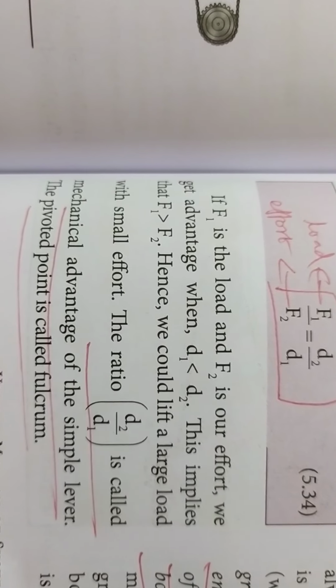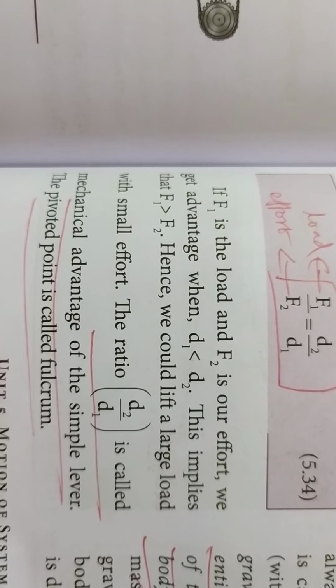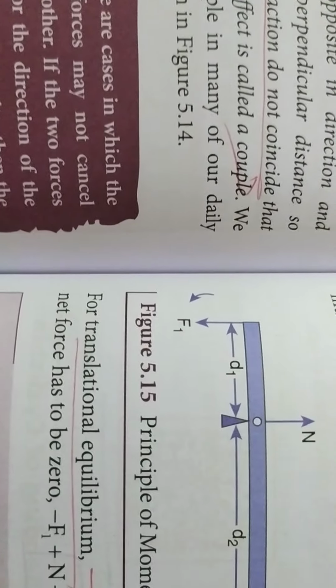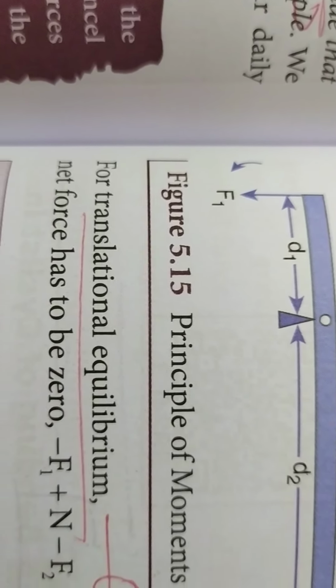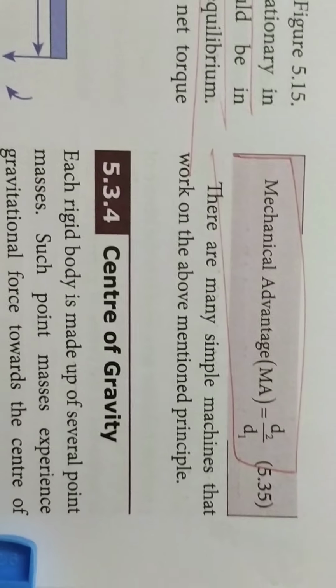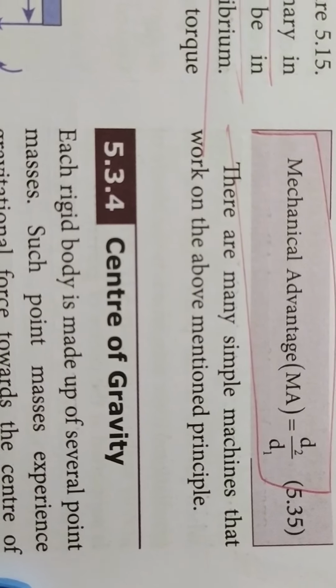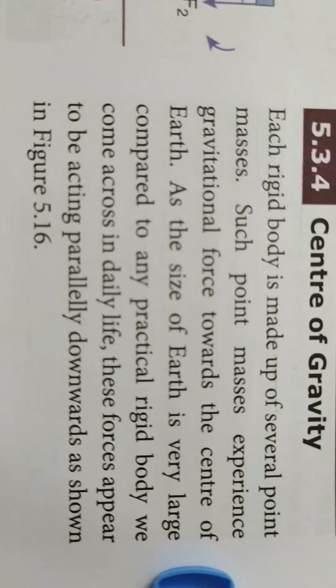So this ratio d2 by d1 is called the mechanical advantage of the simple lever, and the pivoted point is called the fulcrum. So here this center point is called the fulcrum. And mechanical advantage MA is usually given by d2 by d1. Hope you understand this.